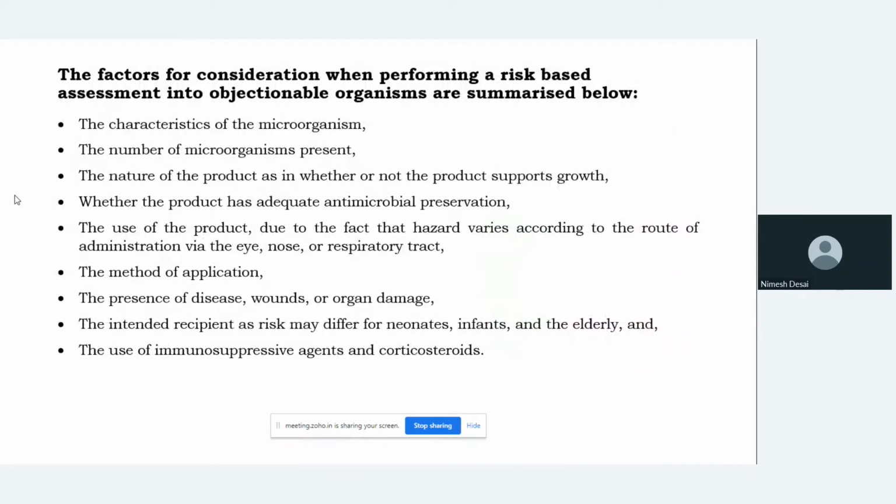So what we can do, we can follow the characteristics of that microorganism. We need to see the characteristics of the microorganism, the number of microorganisms present, the nature of the product, as in whether or not the product supports growth, whether the product has adequate antimicrobial preservatives, the use of the product, due to the fact that hazards vary according to the route of administration via the eye, nose, or respiratory tract, the method of application, the presence of disease, wounds, or organ damage, the intended recipient as the risk may differ for neonates, infants, and the elderly, and the use of immunosuppressive agents and corticosteroids.